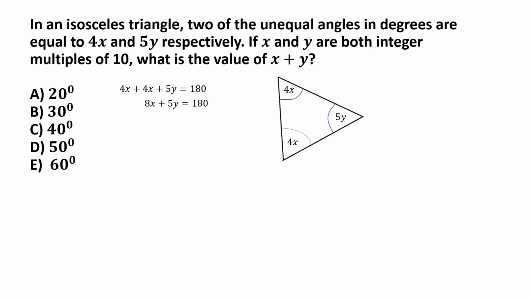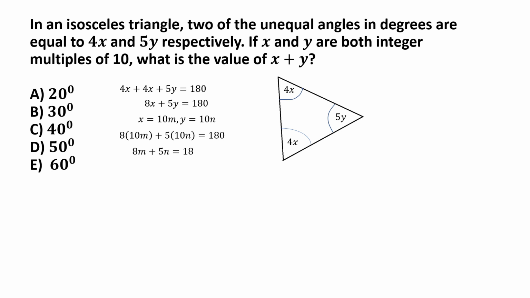Now we utilize the information that's given, that x and y are multiples of 10. So we can let x equal 10m and y equal 10n, where m and n are positive non-zero integers. And if we substitute these values of x and y in the equation, we get 8 multiplied by 10m plus 5 multiplied by 10n equal to 180. Now if we divide both sides by 10, we end up with 8m plus 5n is equal to 18.